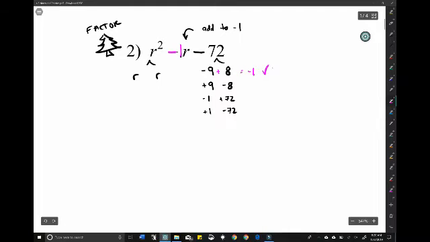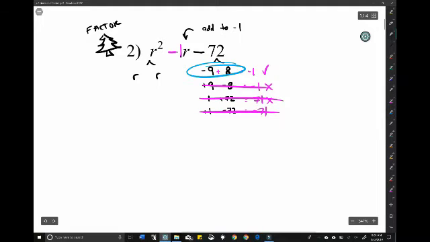Just to show you guys, positive 9 plus negative 8 is positive 1, so we don't want that one. Negative 1 plus 72 is equal to 71, we don't want that one. And 1 plus negative 72 is negative 71, don't want that one either. Winner, winner, chicken dinner, right here.